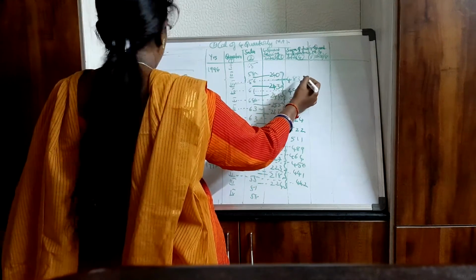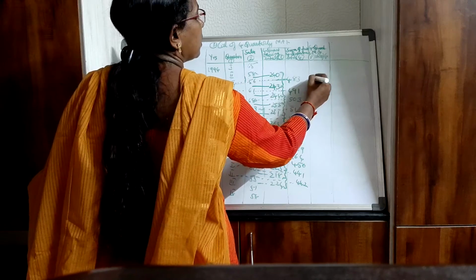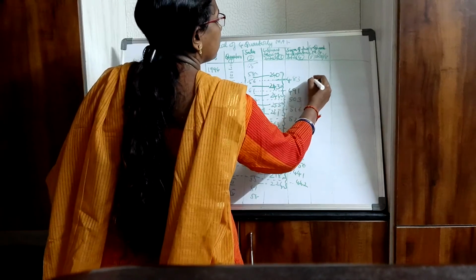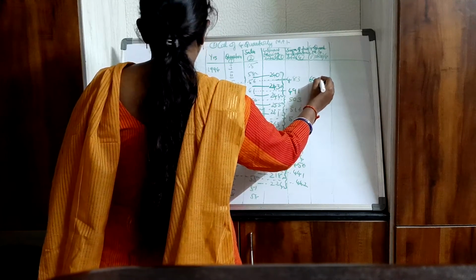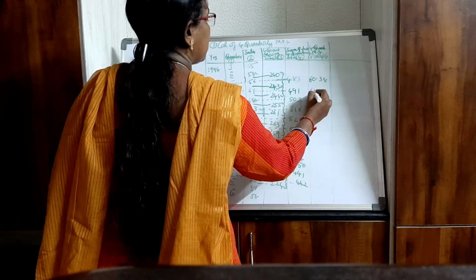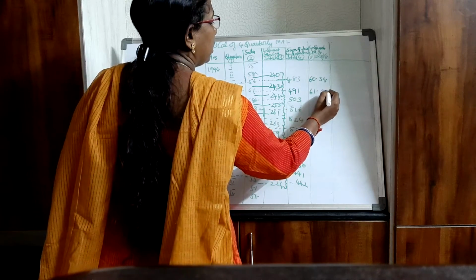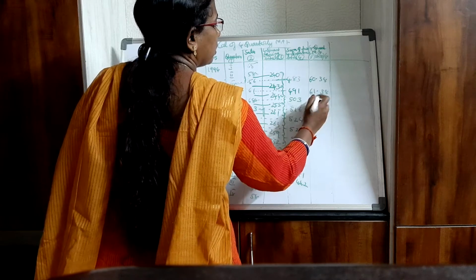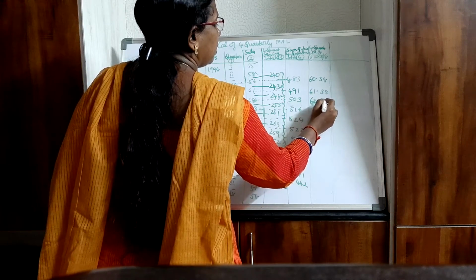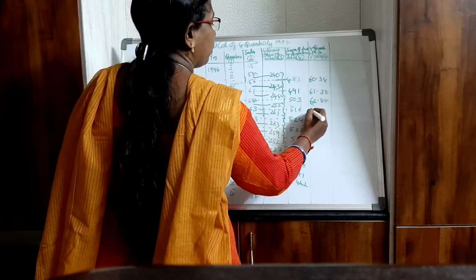So 483 divided by 8 will give you 60.38. This one is 61.38. 62.88. Then you have 64.50.